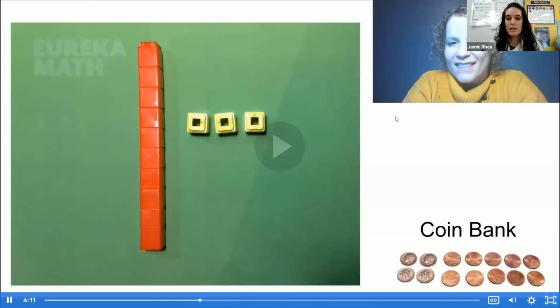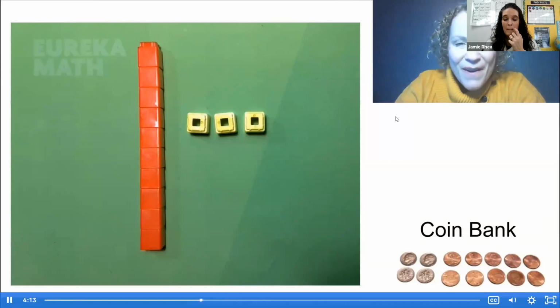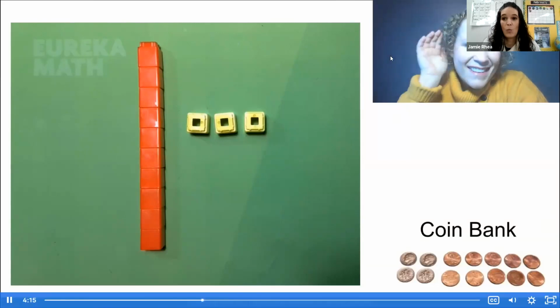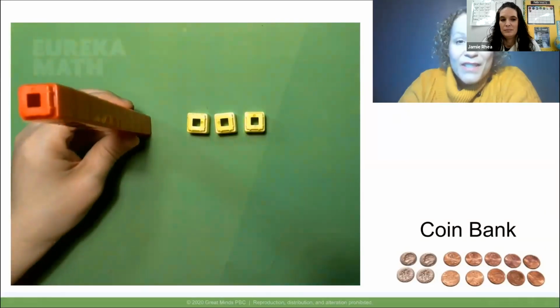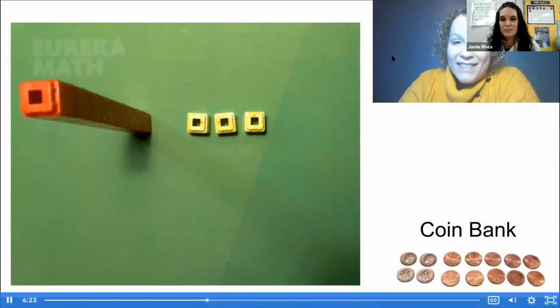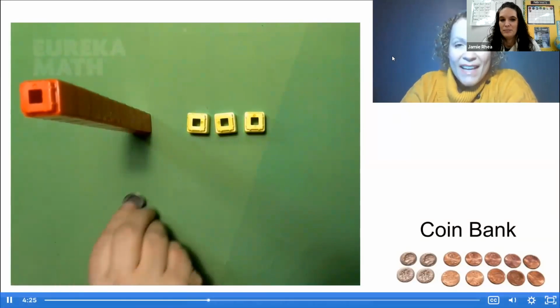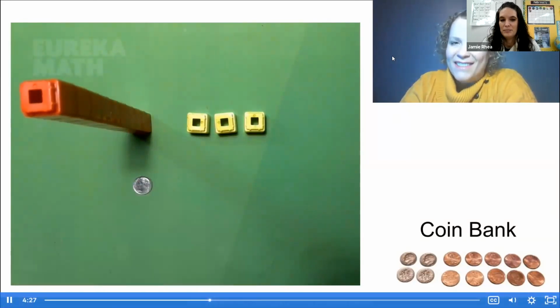Might help if I hit play. Well, what did you come up with? Remember, we had 1 dime and 3 pennies. We could use 1 dime for 1 ten and 3 pennies for 3 ones.